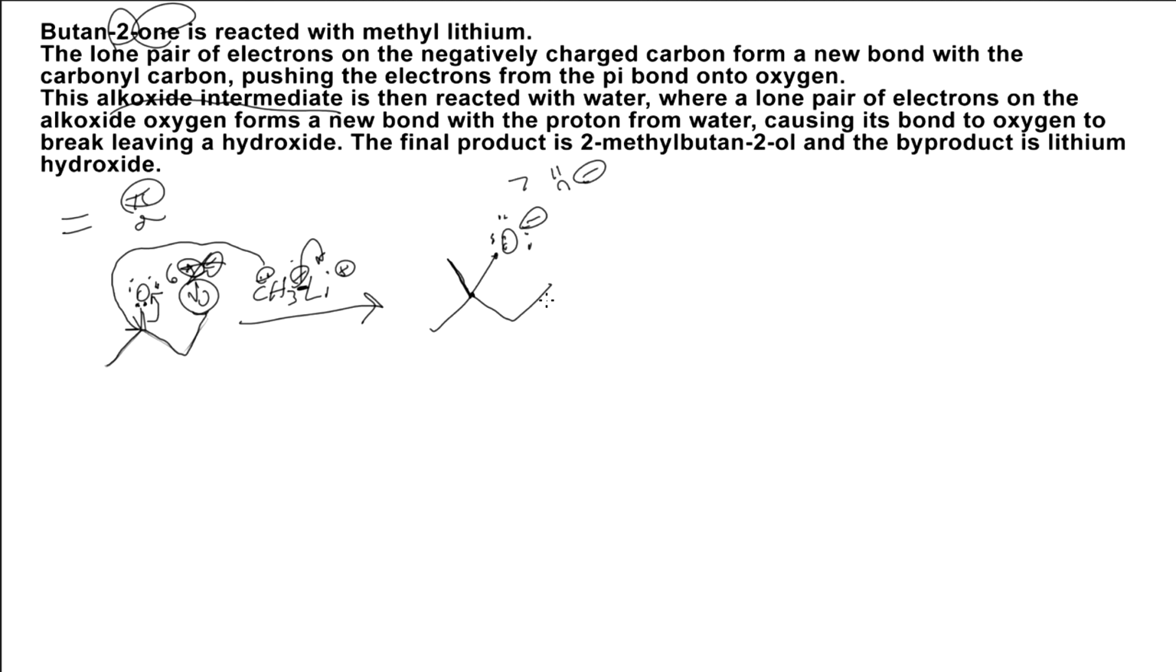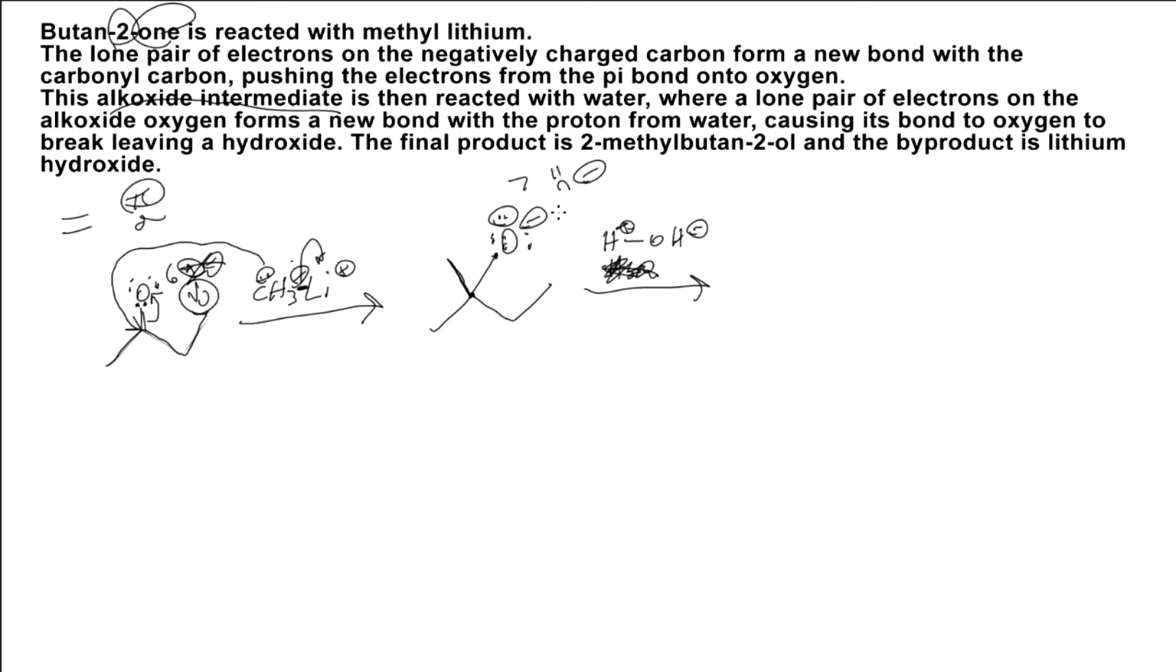So with that out of the way, we have our intermediate, and now we're going to react that with water, which we can write as H2O, but just for brevity and accounting sake, it's a lot easier to draw it like this, HOH with a positive charge on the proton here, and a negative charge on the hydroxide, which is what water can be composed of. So then we say that this alkoxide intermediate is then reacted with water, where a lone pair of electrons on the alkoxide oxygen forms a new bond with a proton from water.